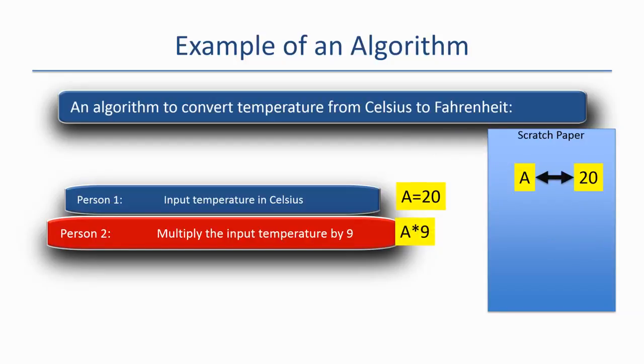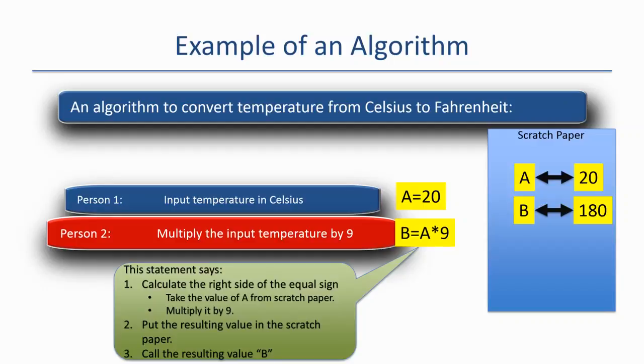Now we ask person 2 to go into the scratch paper and get the value which is associated with the identifier A and multiply it times 9. And of course, the result is 180. In order to refer to this value, we should give it a name. Let's give it the name B. Again, B is not a particular name. I could have called it anything. This is just for simplicity. I called it B. B is associated with 180, and the statement that we are going to write is B equal sign A times 9.